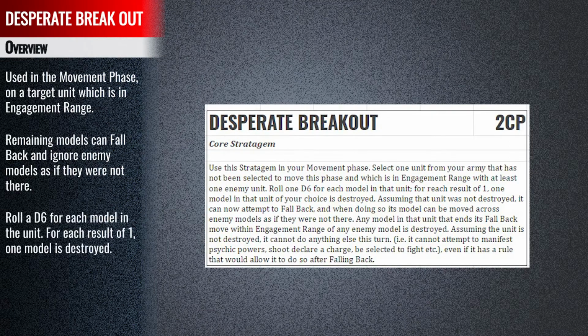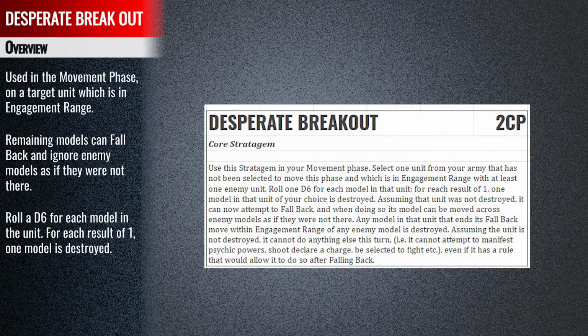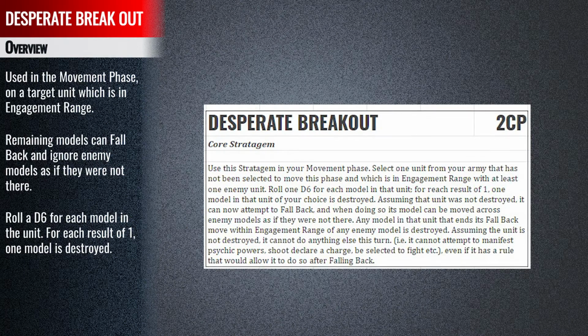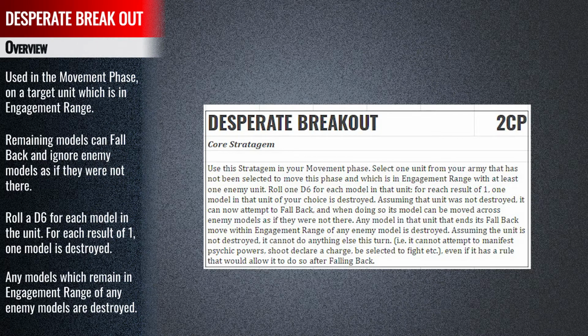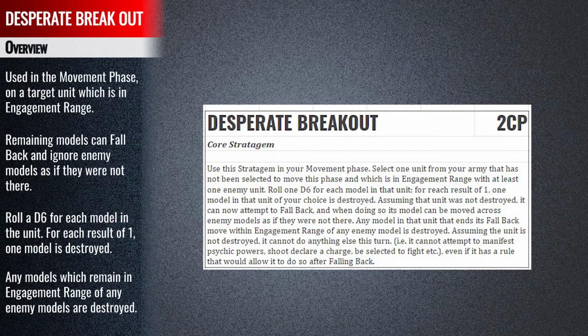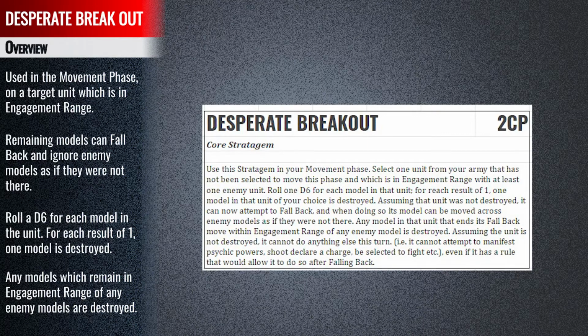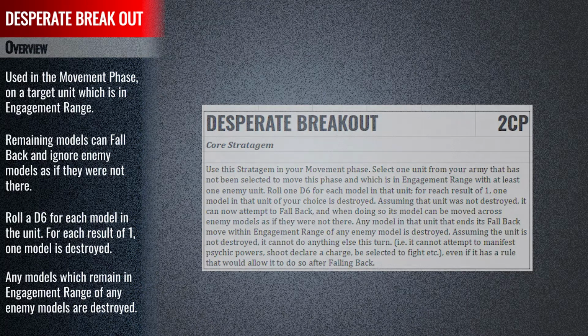However, first the controlling player must roll a d6 for each model in the unit. For each roll of 1, one model selected by the controlling player is destroyed. Once the fallback move is performed, any model that ends their fallback within engagement range of an enemy model is destroyed, and this unit cannot do anything else this turn in the psychic, shooting, or charge phases, even if it had an ability that would allow it to fall back and shoot, or fall back and charge. Even with these restrictions and its cost, it's a very powerful stratagem.